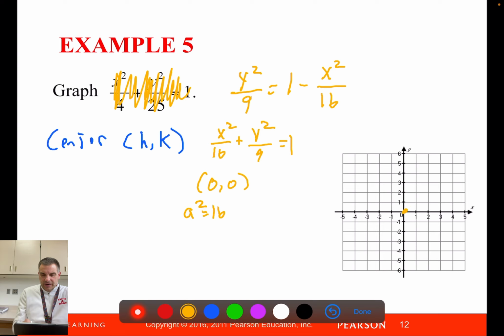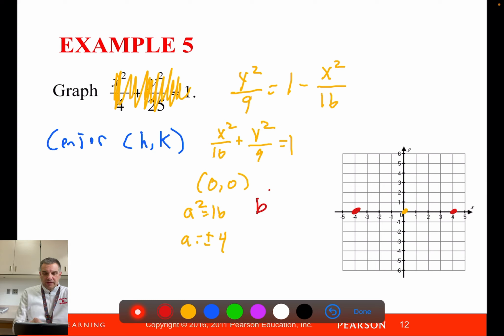16 is my biggest number, so a squared is going to be 16. I'm going to go ahead and graph 0, 0. A then is going to be plus or minus 4. So now because it's underneath the x value, my x value is going to go left and right. So I have to go right 4 and left 4 and put dots.